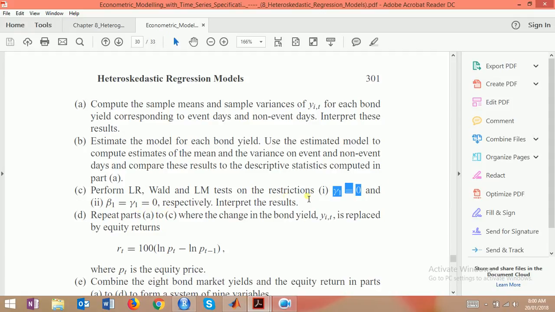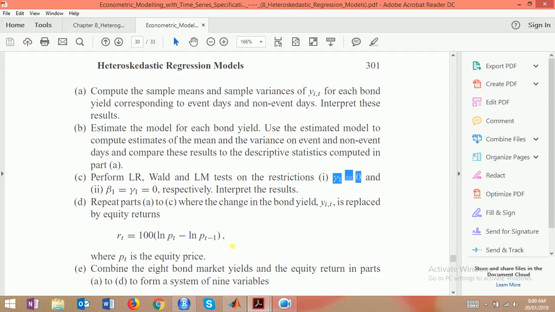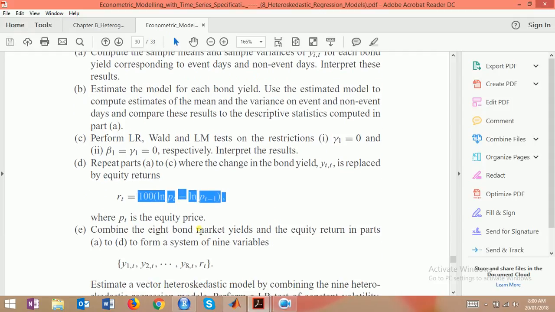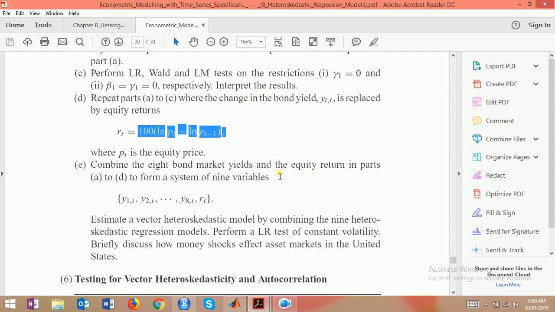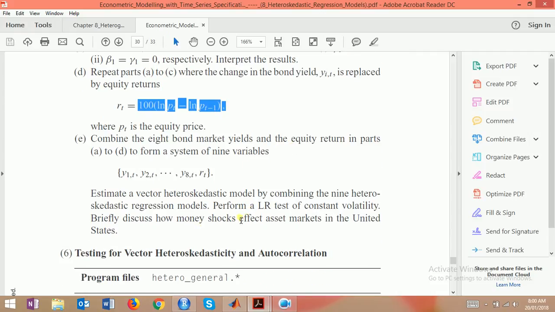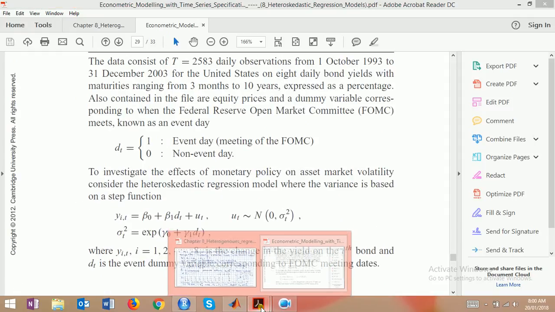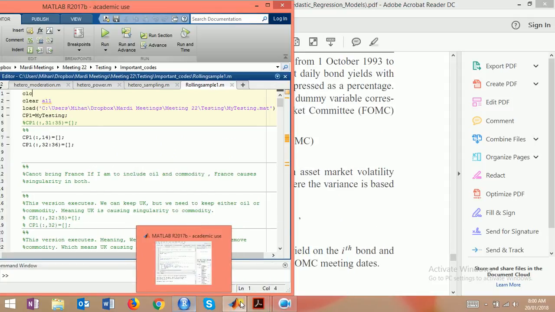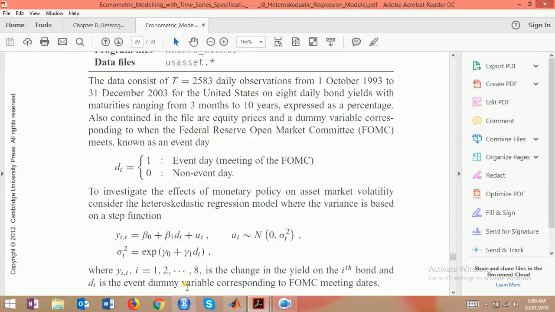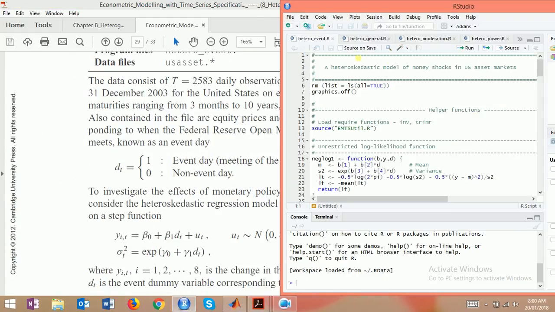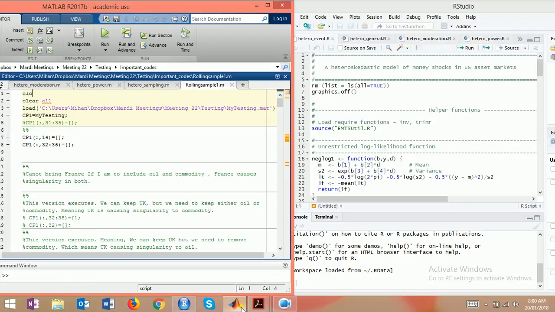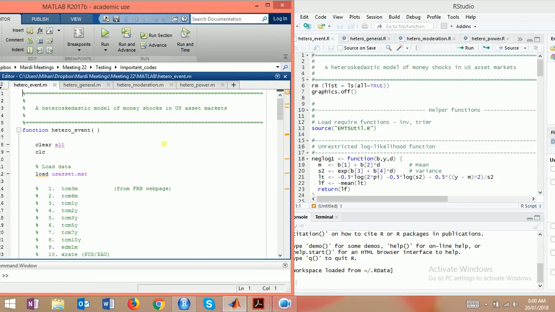Two different. And then also bond yields are replaced with equity returns, and the 8 bond market yields and equity returns are combined. Estimate a vector heteroscedastic model. Let's see, it's a lot of things to do. Let's see how this is being carried out. So hetero event. Alright, here we have hetero event.